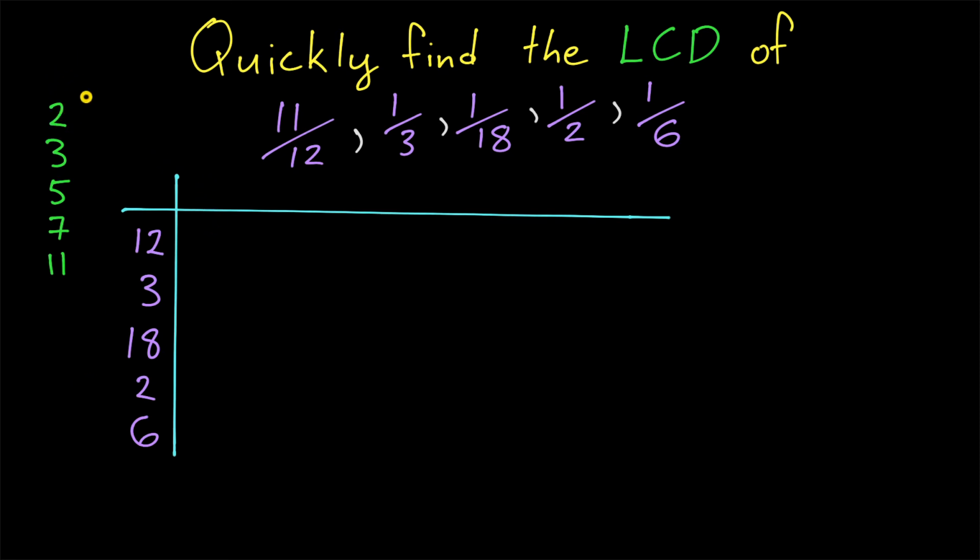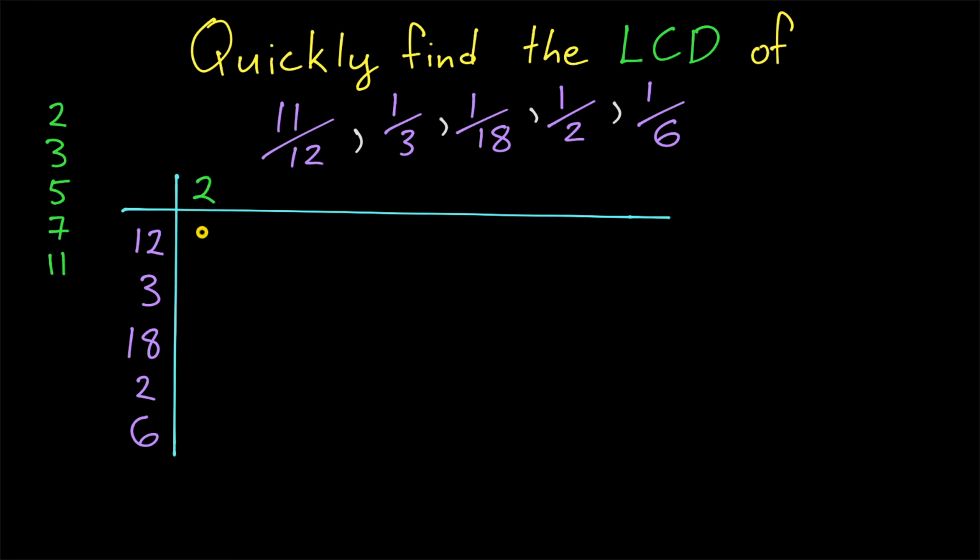So take the first prime number on your list and ask yourself, are any of these denominators divisible by the first prime number? So are any of these numbers divisible evenly by 2? Well, 12 is clearly divisible by 2, and if 12 is divisible by 2, it means that at least some of these are divisible by 2. And if that's the case, take this 2 and write it up in the top row over here. So go ahead and write 2.